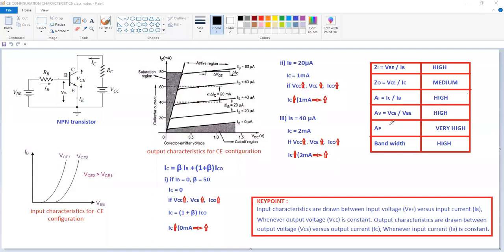That means it is high. Now what will happen to the power gain? Already current gain is high and voltage gain is high. Because these two values are high, the power gain is very, very high, and bandwidth is also high. This is the total summary of your common emitter configuration.